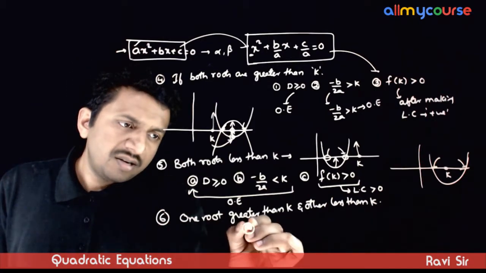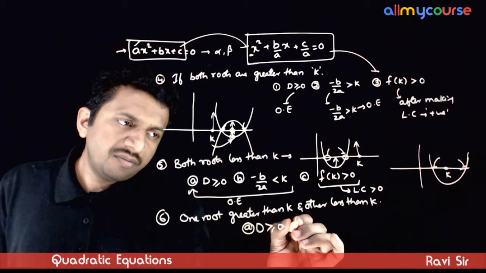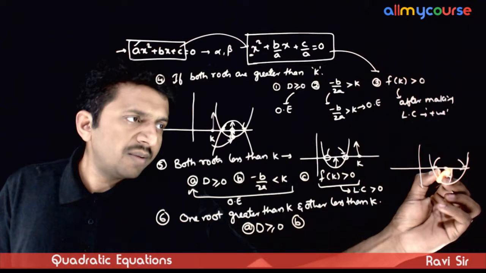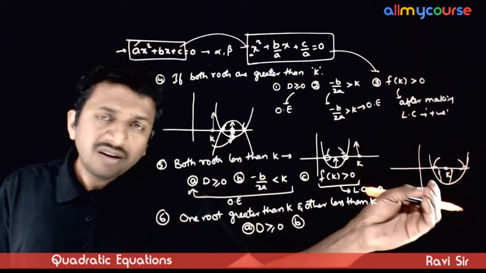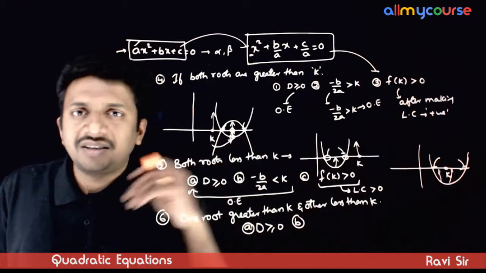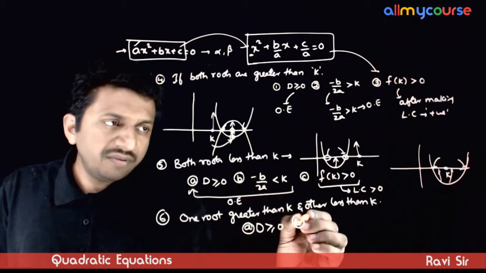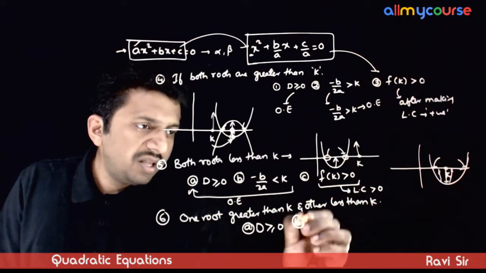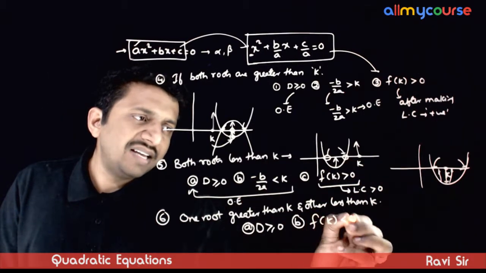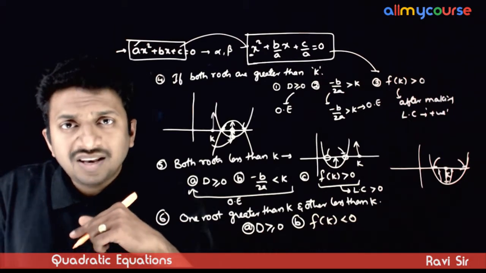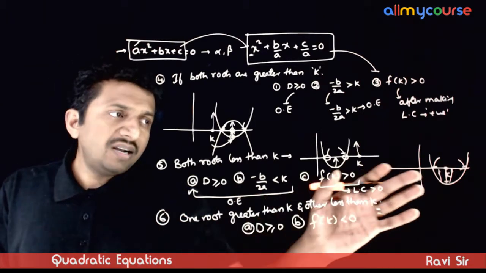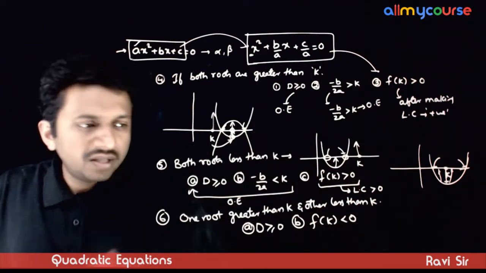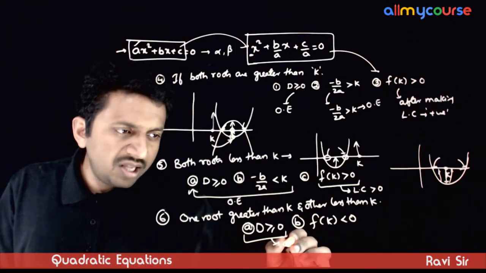So first, discriminant has to be greater than or equal to 0. This time minus b by 2a doesn't really matter. Minus b by 2a can be anywhere. It doesn't really matter whether minus b by 2a is greater than k or less than k. So this condition does not come now. And what do you say about f of k? So f of k has to be less than 0. If these two conditions are valid, then one root will be greater than k and the other root will be less than k.